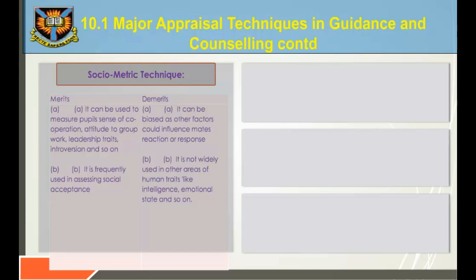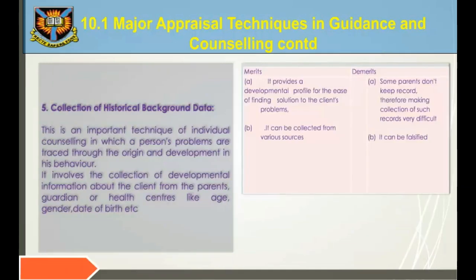Merits. It can be used to measure pupils' sense of cooperation, attitude to group work, leadership traits, introversion, and so on. It is frequently used in assessing social acceptance. Demerits. It can be biased, as other factors could influence a mate's reaction or response. It is not widely used in other areas of human traits like intelligence, emotional state, and so on.